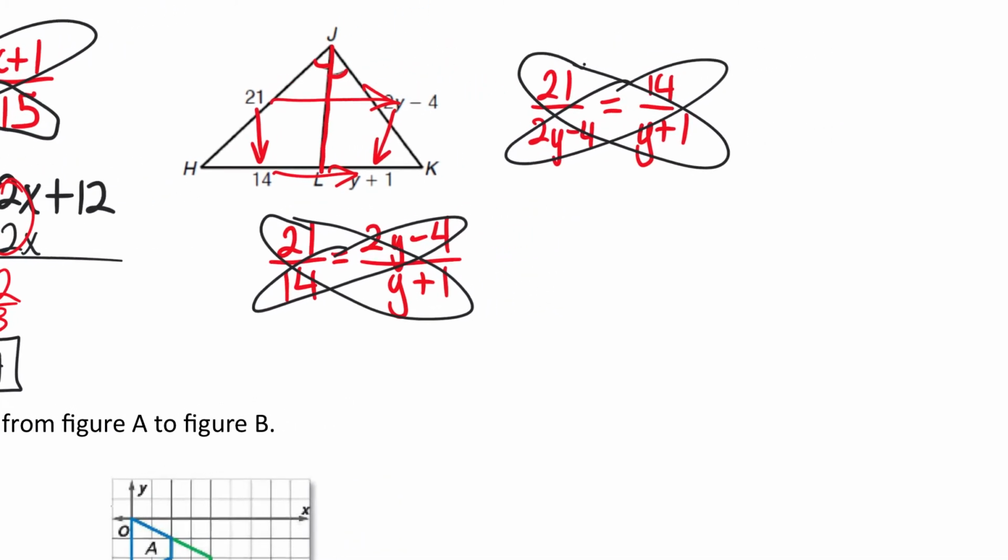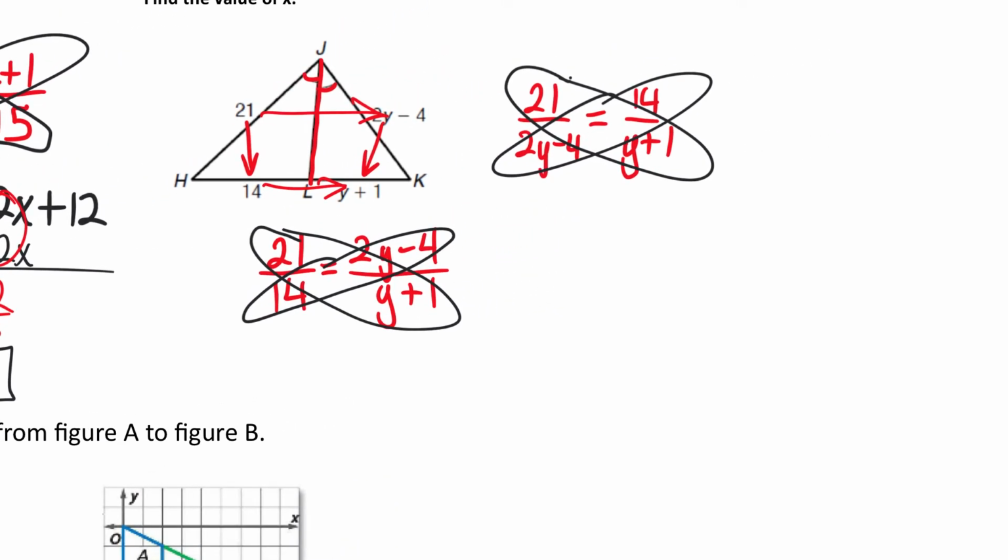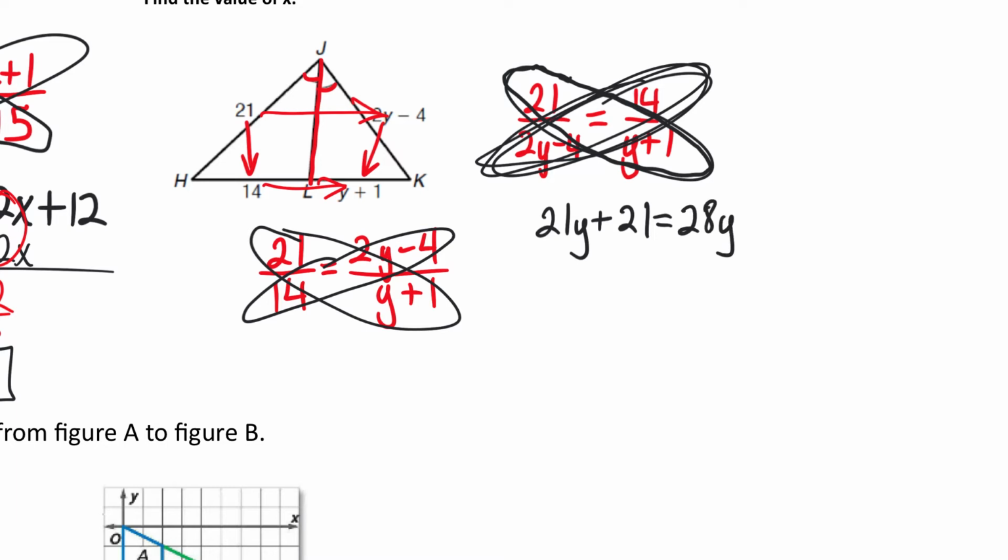Okay, so let's go back. Well, we'll look at this one. All right, so 21 times y plus 1. You can get 21y plus 21. Okay? Because 21 times y is 21y, 21 times 1 is 21. Now I'm going to put my equal sign, and then I'm going to go the other direction. Okay, what is 2y times 14? 28y. And then what is negative 4 times 14? It's negative 56.